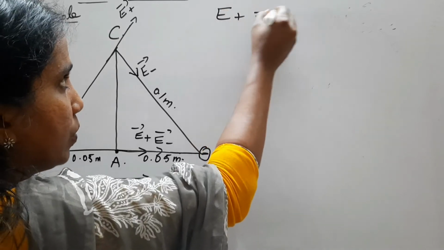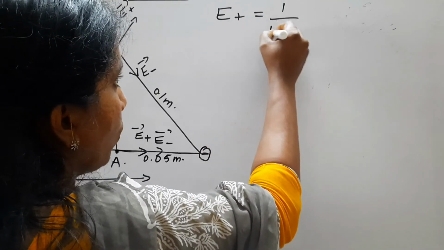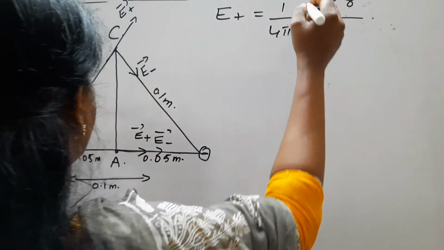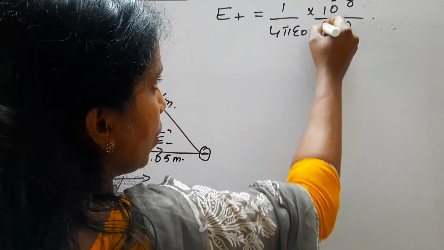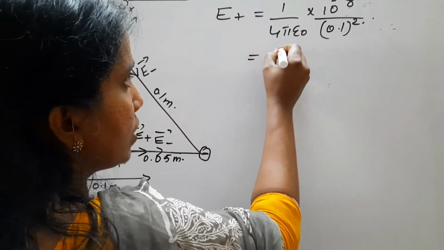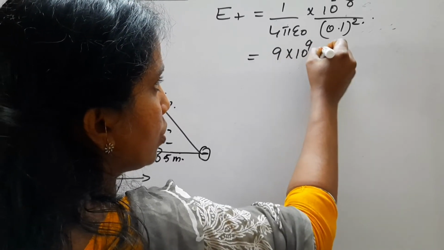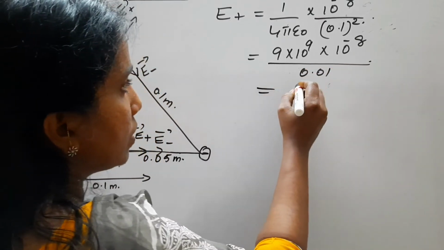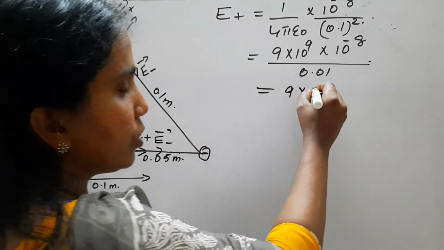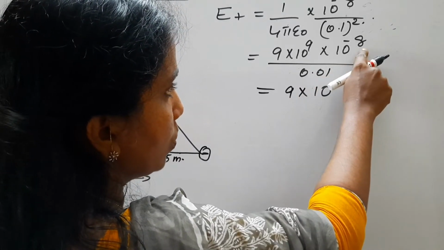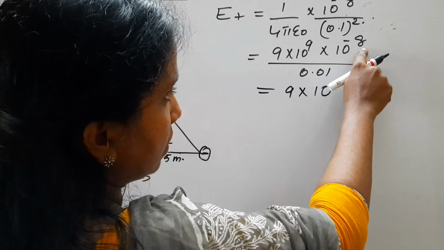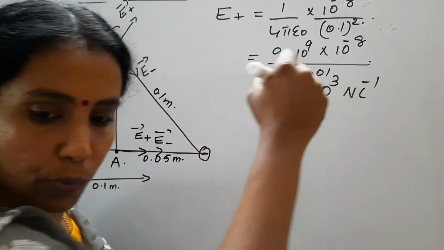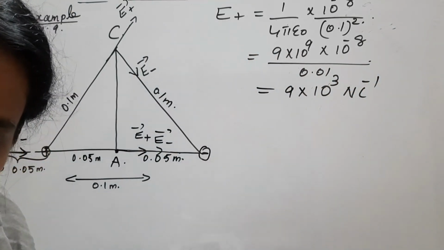What about their magnitude? E plus is equal to 1 by 4 pi epsilon 0 into 10 raised to minus 8 divided by, here the distance comes to be 0.1, so 0.1 square. So it is 9 into 10 raised to 9 into 10 raised to minus 8 divided by 0.01. So it comes 9 into 10 raised to, here 10 raised to minus 2, so 10 raised to minus 6, then 10 raised to 3. So 9 into 10 raised to 3 Newton per Coulomb will be E plus.